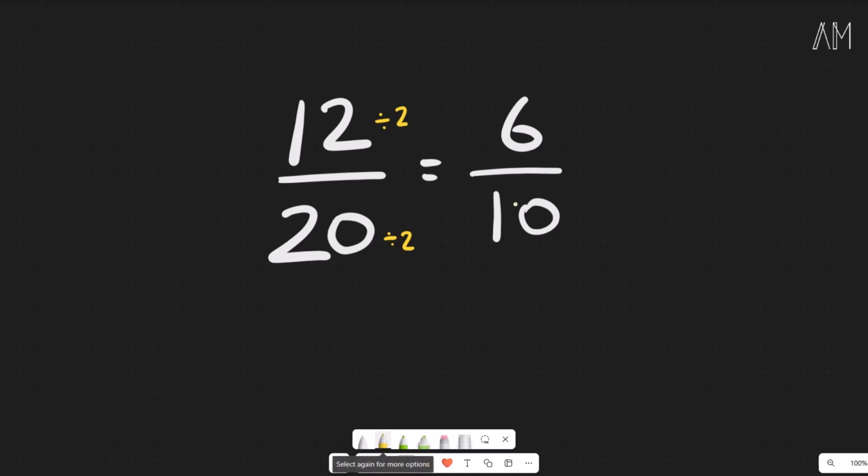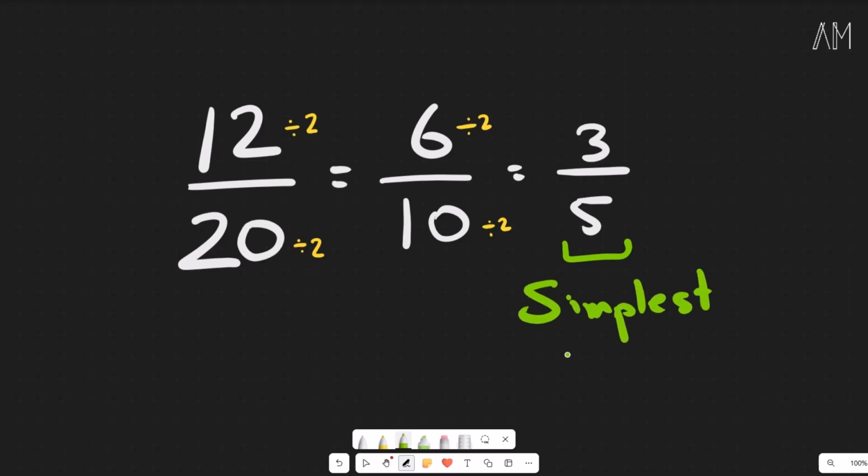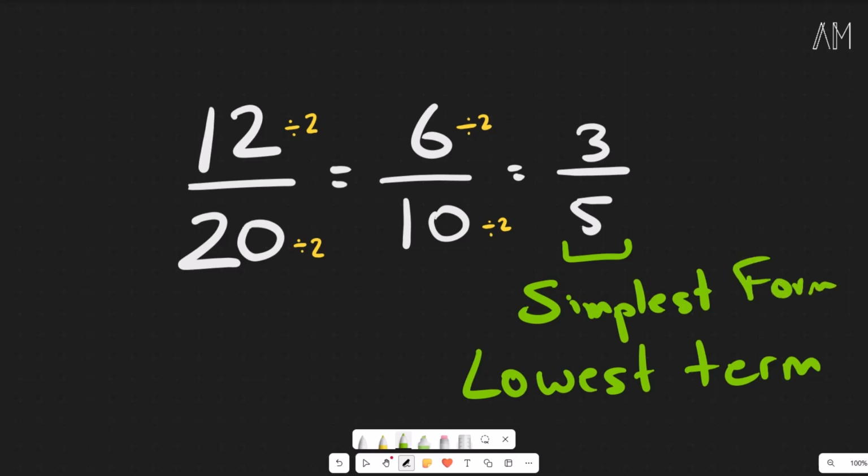Very good. Now 6 over 10 is simpler than 12 over 20, but we are not done yet. We can still divide. Here I can still divide by 2 and make it simpler, 3 over 5. Now with 3 over 5, I cannot divide up and down by the same number anymore. There's nothing to simplify, and in this case we call it the simplest form, or I can simply say the lowest term. Both of them mean the same thing, okay? The simplest form or the lowest term, and that's how we do it.